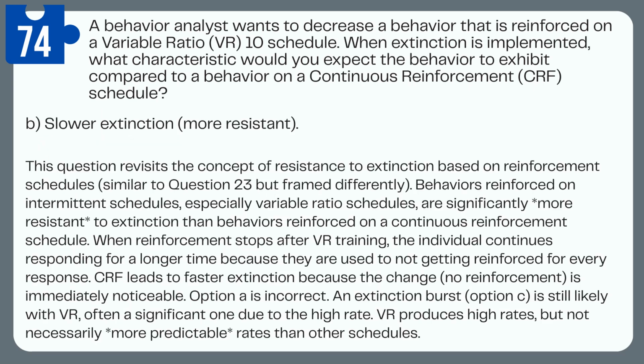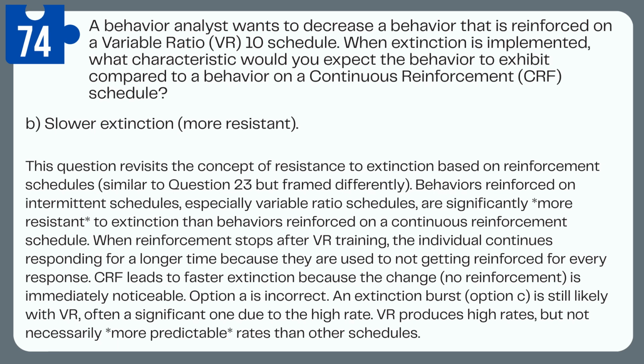Answer B. Slower extinction, more resistant. This question revisits the concept of resistance to extinction based on reinforcement schedules, similar to question 23 but framed differently. Behaviors reinforced on intermittent schedules, especially variable ratio schedules, are significantly more resistant to extinction than behaviors reinforced on a continuous reinforcement schedule. When reinforcement stops after VR training, the individual continues responding for a longer time because they are used to not getting reinforced for every response. CRF leads to faster extinction because the change, no reinforcement, is immediately noticeable.